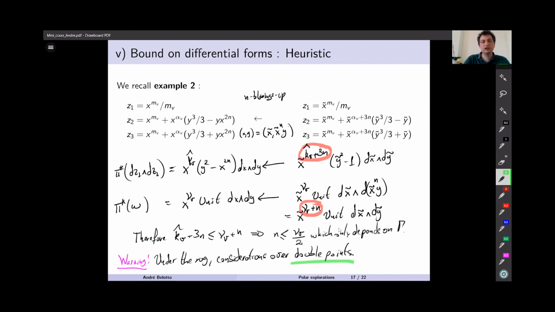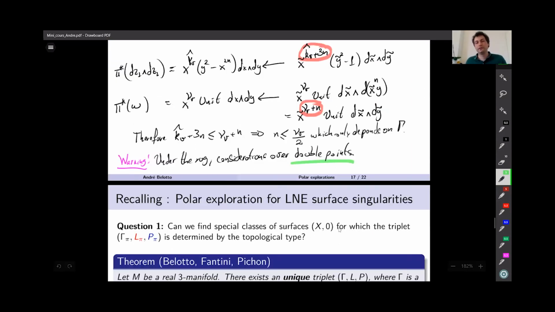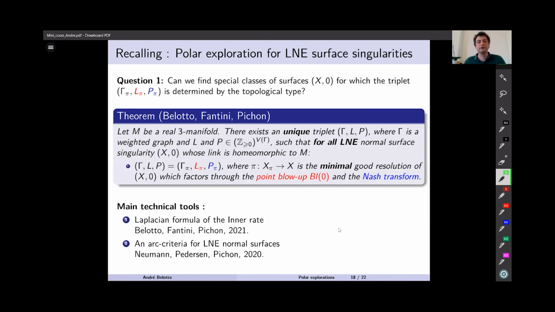Now, in order to finish, I want to come back to the other result that we talked about, which is the answer to question 1, which is more precise. It is if we are L and E, then the solution is unique. We are going to have a unique triplet which represents a minimum good resolution of singularities, which factors through the point blowing up and the Nash transform.